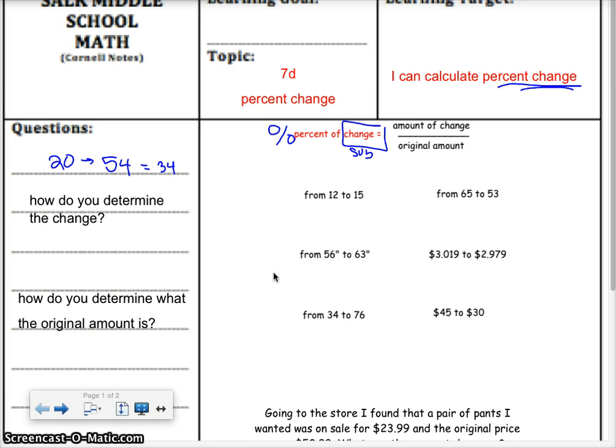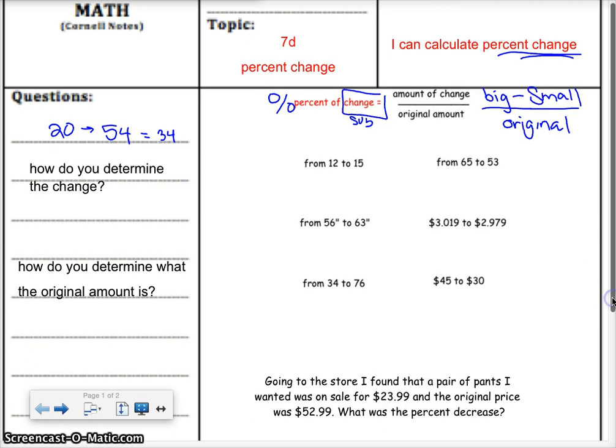So what you want to do when we calculate percent change is figure out what did you change on top, divide it by the original amount. And here's how you calculate that. Amount of change is always your big number, take away your small number, no matter what. Big minus small. Divide it by the original, wherever you started. Big minus small, divided by the original.